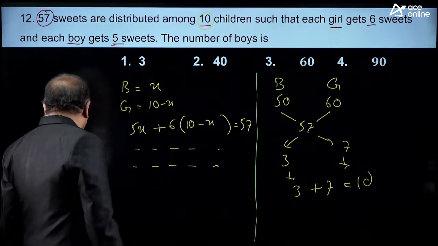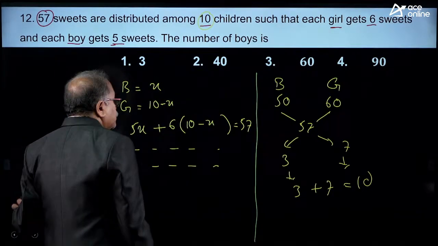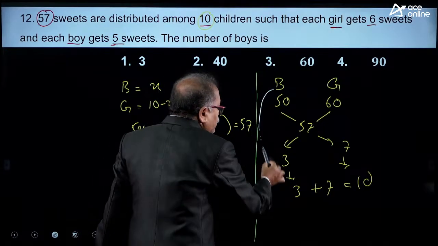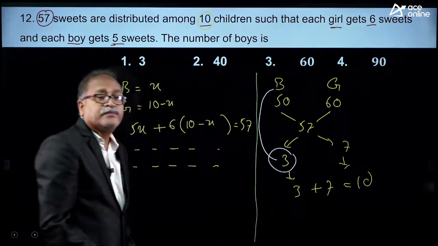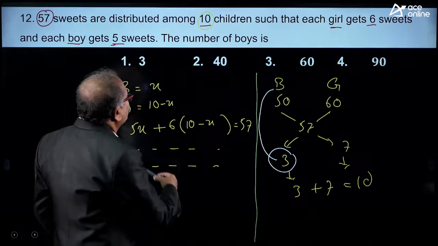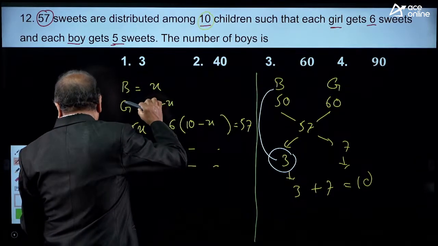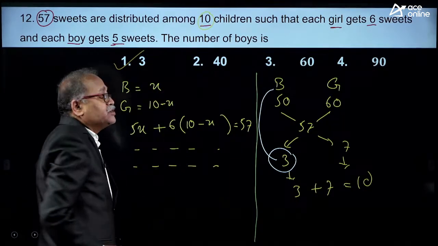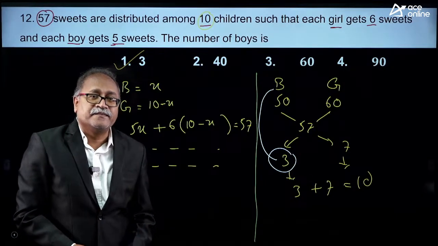So here the question is, what is the number of boys? So the number of boys is here 3. That's your answer. So do we have any option over here? I notice that this is 3. So the number of boys is 3.